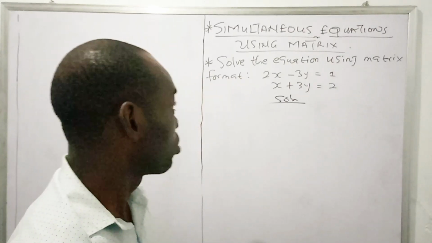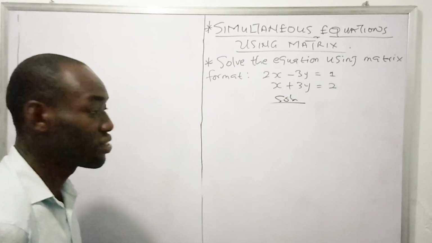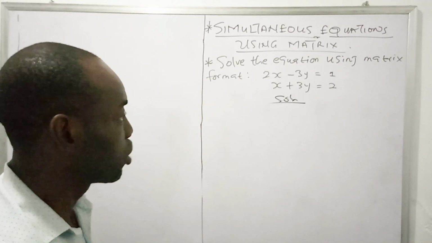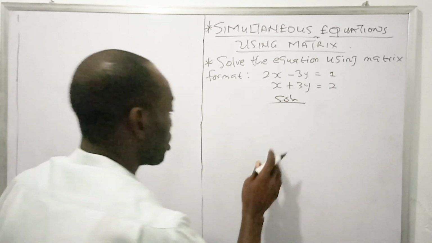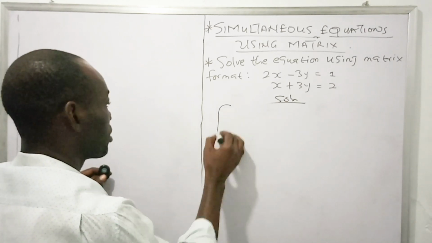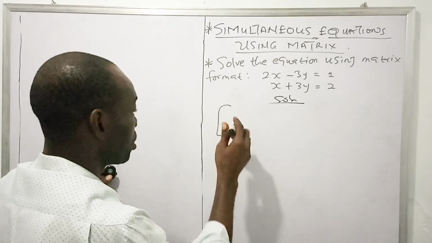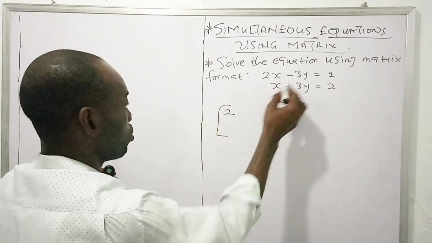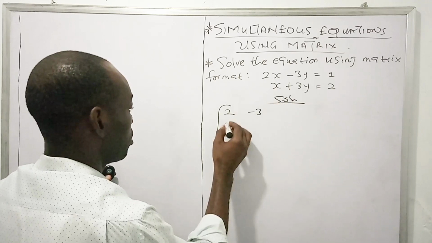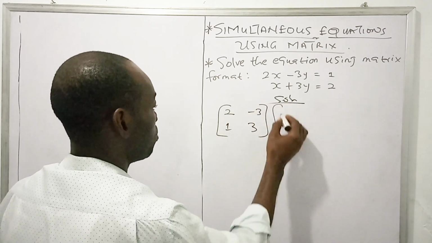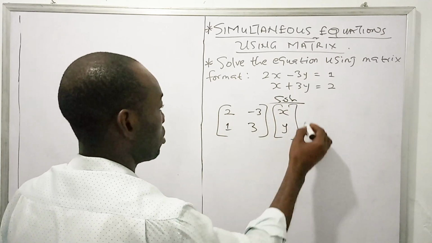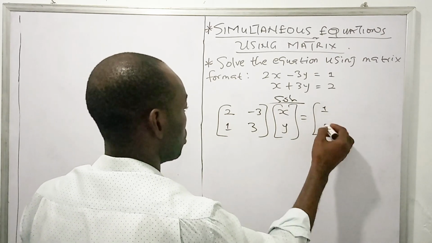In our lecture today, we're seeing how to resolve simultaneous equations using matrices. Now the question before us. To resolve this quickly, what do we do? We bring out the entries in matrix format. So here we have 2, minus 3, here is 1 and here is 3. Then the variables there are x and y, and we have this as 1 and 2.